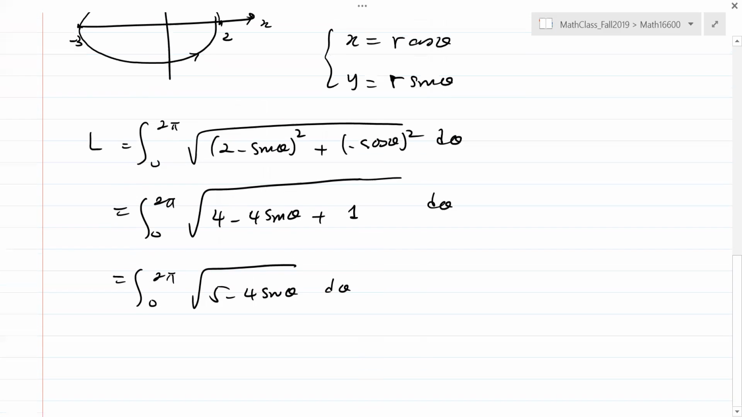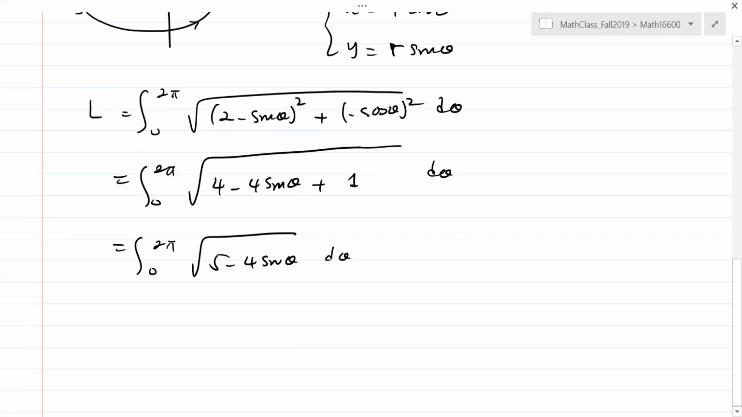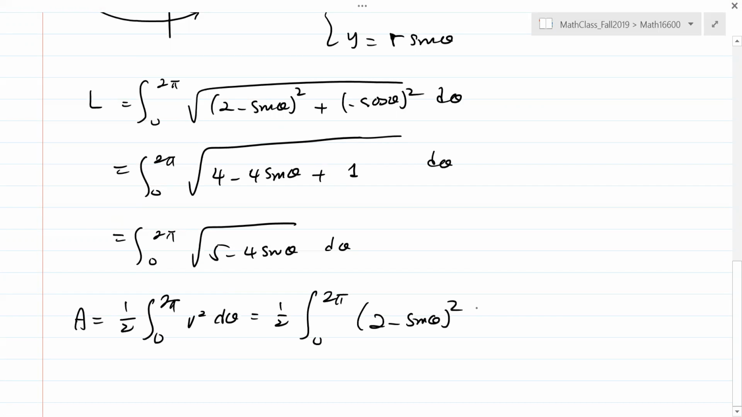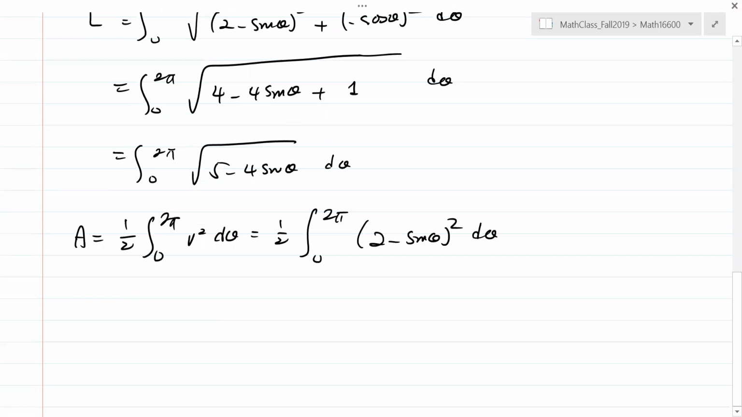Now what you can do is find the area enclosed by this curve. Then you can always evaluate the integral because this is the integral of 2 minus sine theta squared d theta. It does not involve radicals, right?